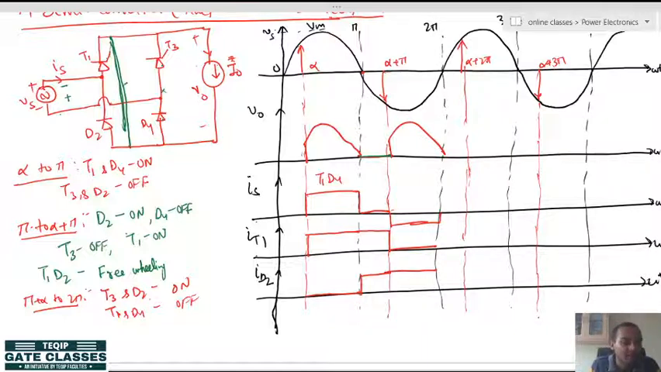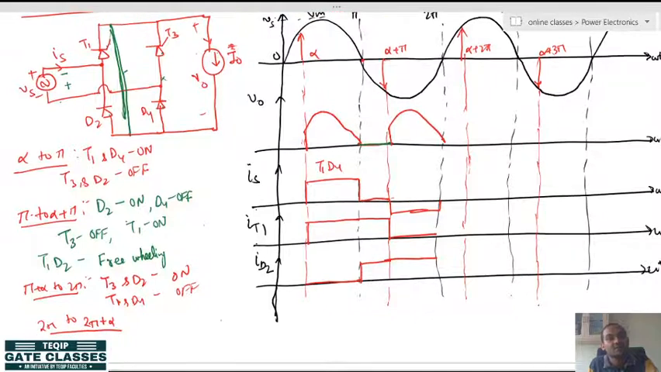Now, again comes the next instant, from 2 pi to 2 pi plus alpha. What is happening in this situation? Again the supply is getting reversed, plus on the upside and minus on the downside. Again diode D4 will be forward biased and D2 will be reverse biased. Applying the property of the diode, D4 will immediately be turned on and D2 will immediately be turned off. So, D2 is off now and D4 is on now.